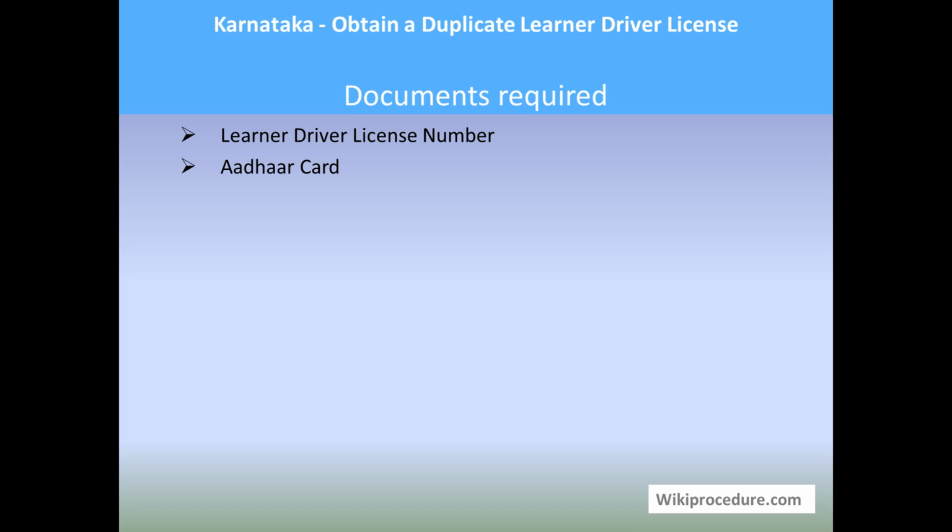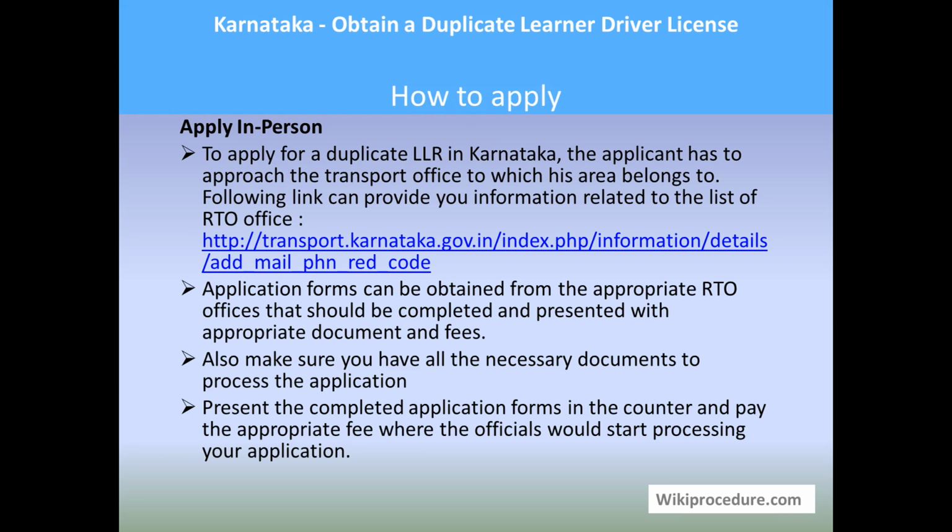Documents required: you have to give the learner driver license number and details, and also the Aadhaar card for processing this request. Let us see how to apply in person. The duplicate LLR can be applied for directly at the RTO concerned, where the RTO issued the same LLR. So, go to the RTO office.